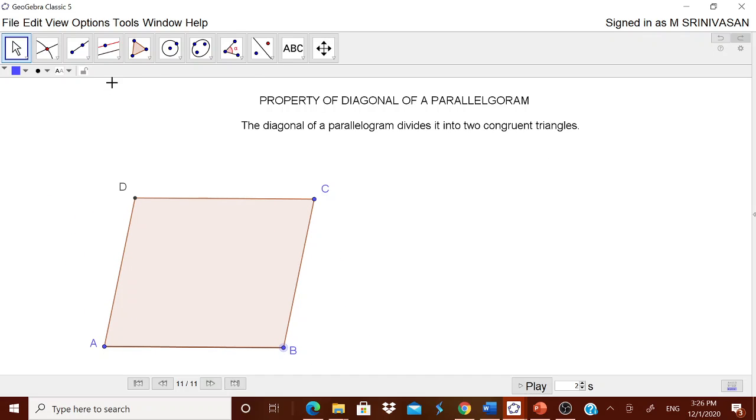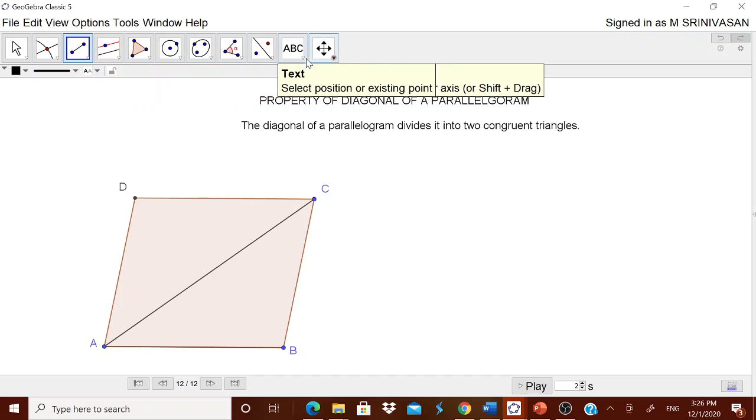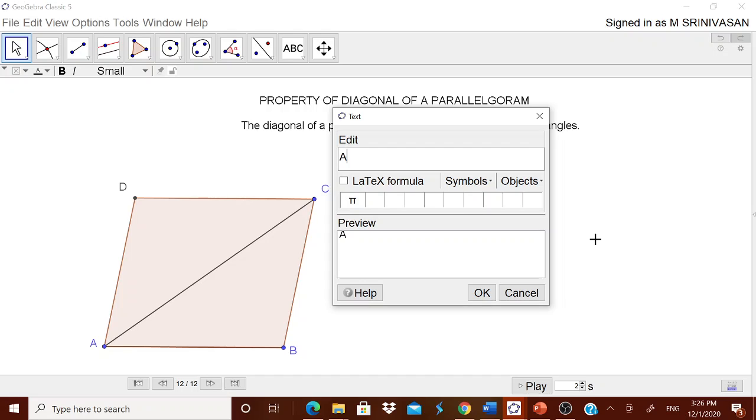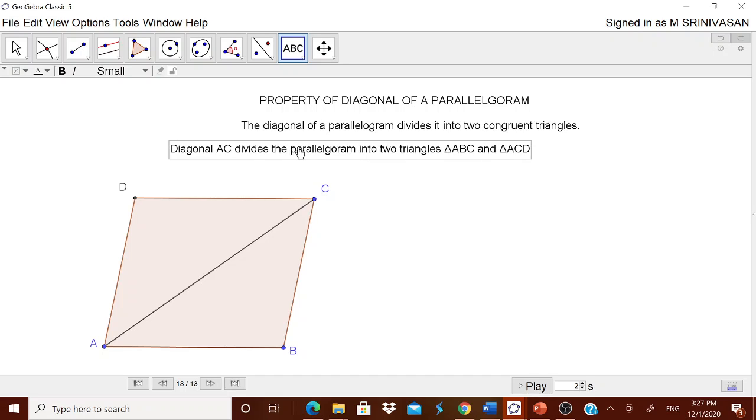Fantastic. Now let us try to draw the diagonal AC. Now we will declare to the children what are the two triangles they are seeing. Diagonal AC divides the parallelogram into two triangles. What are the triangles? You can use the symbol also. Triangle ABC, and again using this symbol, triangle ACD. We can go in anti-clockwise direction, ACD. We have to prove that these two triangles are congruent.